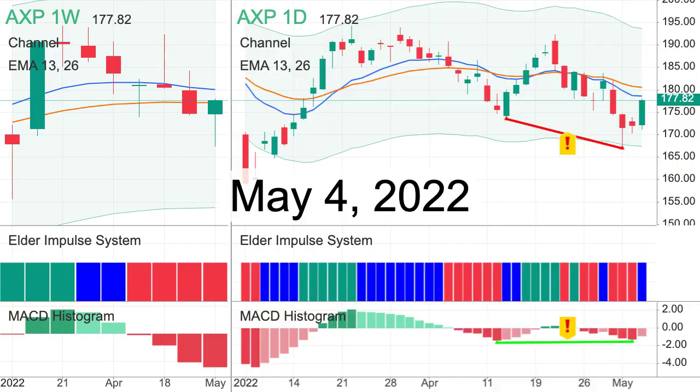On May 4, 2022, a bull divergence formed in a downtrend. This is a strong buy signal. There is a first light bar on the histogram. Now it's time to find an entry point. It is recommended to wait for a blue or green bar on an Elder impulse system.